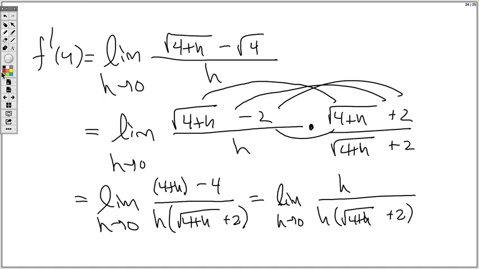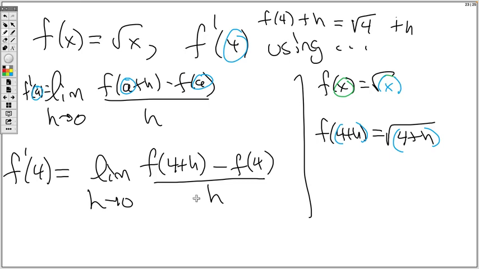All right, what happens to these h's? Can I plug in h equals 0 now? What would I get? The over square root of 4 plus 0 plus 2. By golly, that simplifies to what? 1/4. So you get the same answer. It's just a different way to approach it. Any questions on the setup on this one, or then the execution of it?